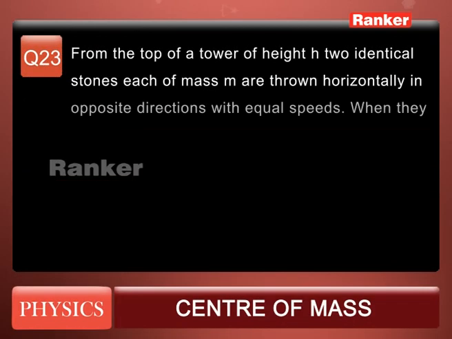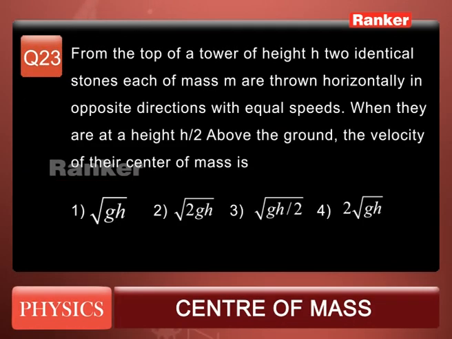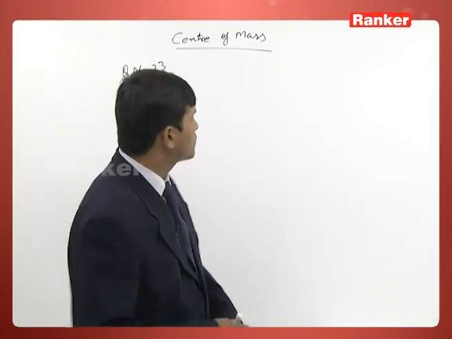Question number 23. From the top of a tower of height h, two identical stones each of mass m are thrown horizontally in opposite directions with equal speed. When they are at a height h by 2 above the ground, the velocity of their center of mass is: first option root gh, second option under root 2gh, third option root gh by 2 and the fourth option 2 times root gh. Now the question is like this.